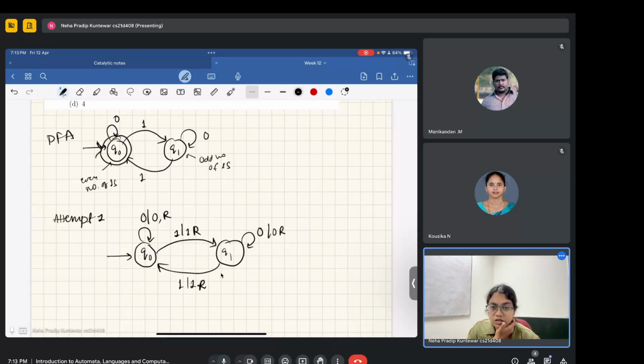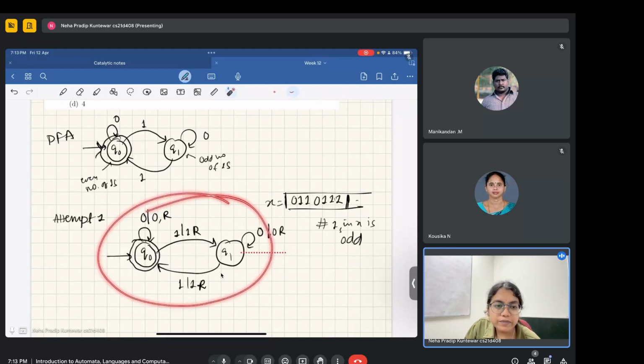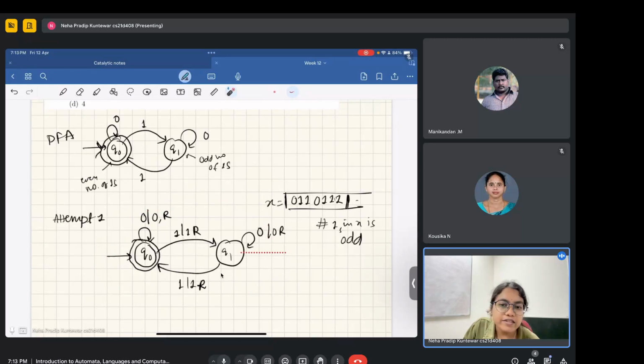If this is what it does and we want to accept here, then there is a problem, because it will end up accepting strings like 0 1 1 0 1 1 1 and so on. Suppose this string is x, then the number of ones here is odd, so this string should be rejected. But if this is the Turing machine that we have designed, it will still accept it.